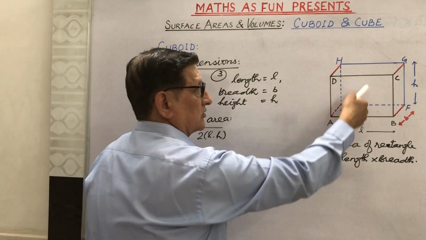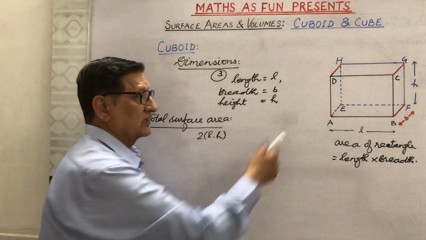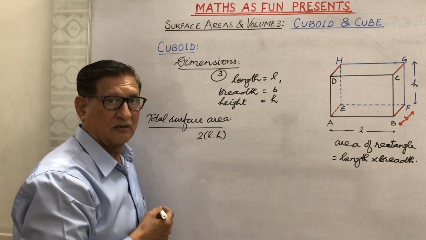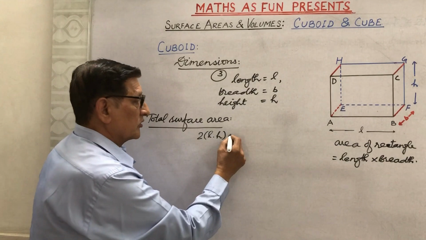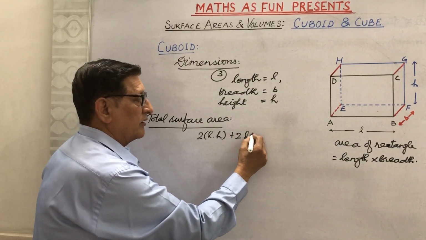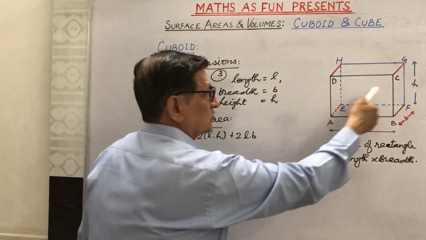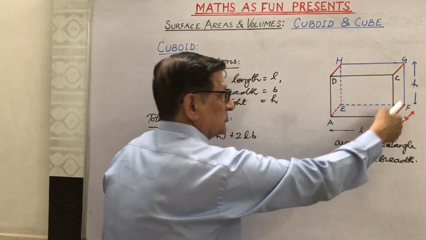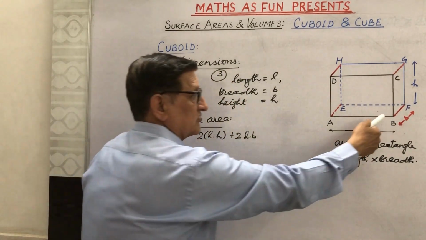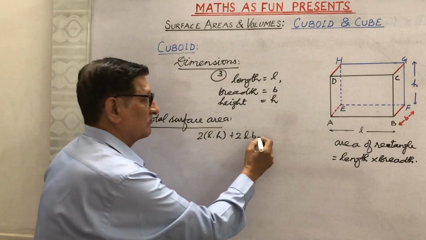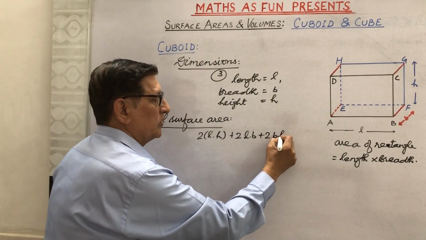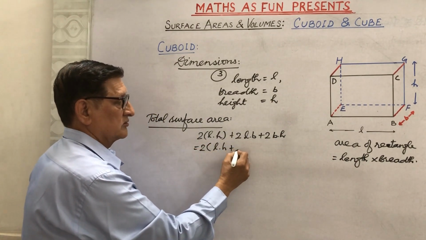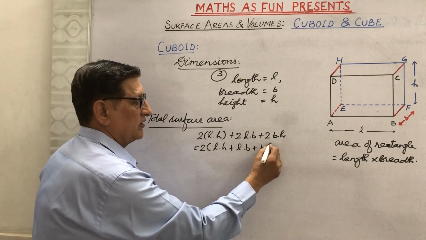These are the two faces, the top and the base. The dimensions of them are length and breadth, L and B. If we add these two, that will be twice L into B. Then we come to these two faces. The dimensions of them are B and H, so the area of each will be B into H, and hence that will be 2 into B into H. If we take 2 common, will it be L into H plus L into B plus B into H?